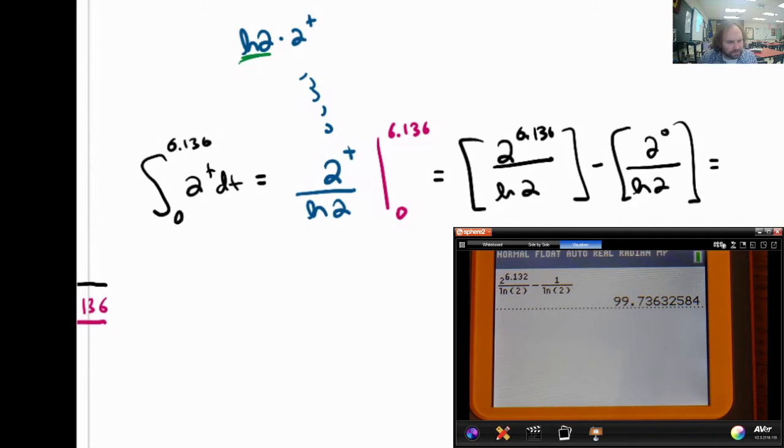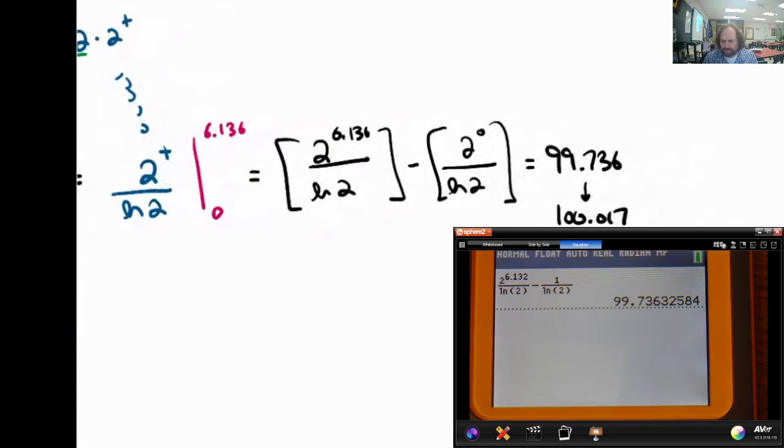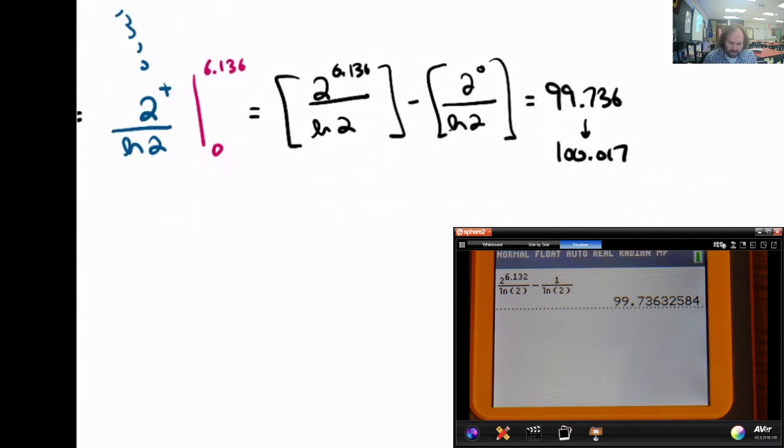Is that what the published answer says? I got the answer guide over here. I feel like it was something different. They have minus 1. Well, they have that same thing, but they have a slightly different answer. It's not very far off. I have 99.736. The book says 100.017. We're only off by like 0.3 something. So I wonder what the difference is there.